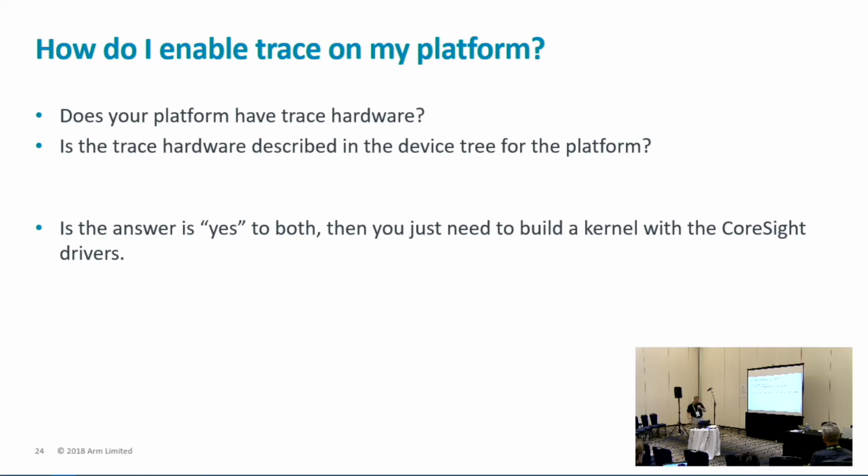So if you can say yes to both, then you should be able to build a kernel and get CoreSight going. Now the problem we've been seeing with a lot of platforms is that while they might have trace hardware there, it's very difficult to get the information from the manufacturers. And so this is the biggest stumbling block we've had so far. So I'd encourage anyone who's designing these things, working with these things, to try and get the information out there so that, as software engineers, we can get the CoreSight system working and get things like AutoFDO and perf working on your platform.